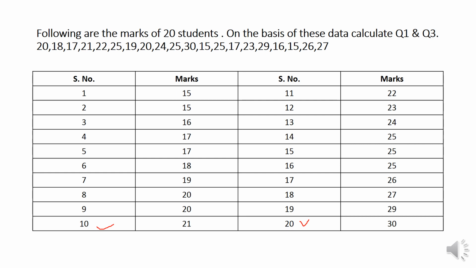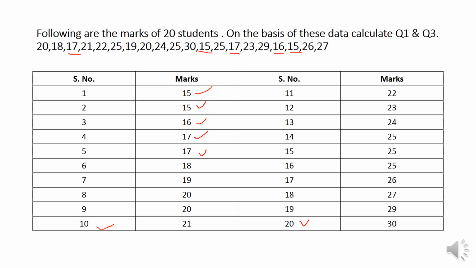First, I will look for the smallest value here. We can see that 15 is the smallest, and 15 occurs 2 times. So first 15 and second 15. After 15 there is 16, which occurs only once. After 16 there is 17: first 17, second 17, no other 17. So 17 occurs 2 times. In this way, we arrange the marks of the 20 students in ascending order.